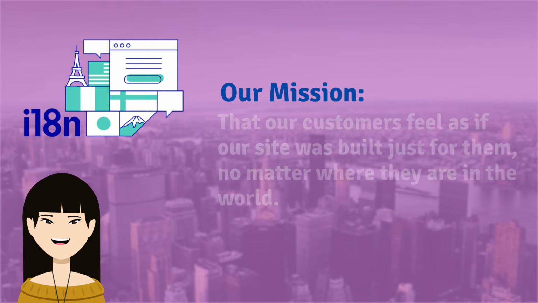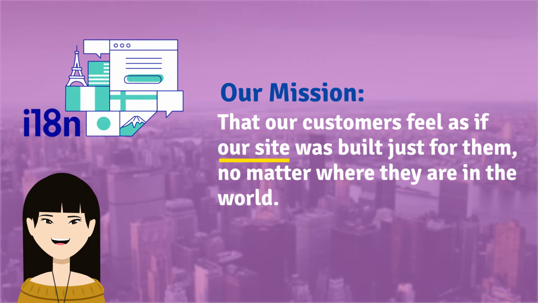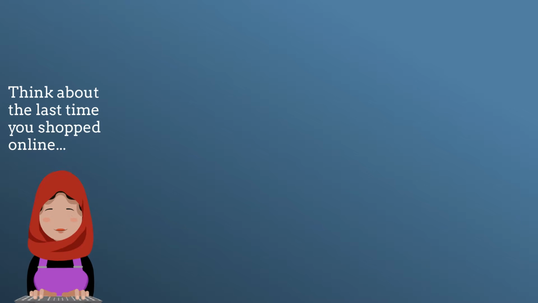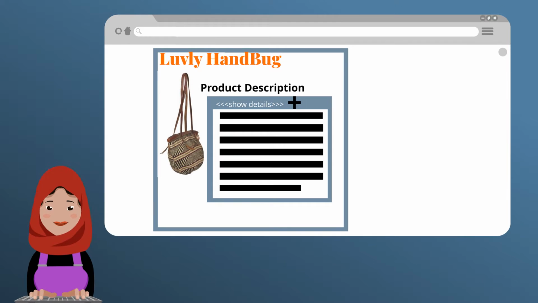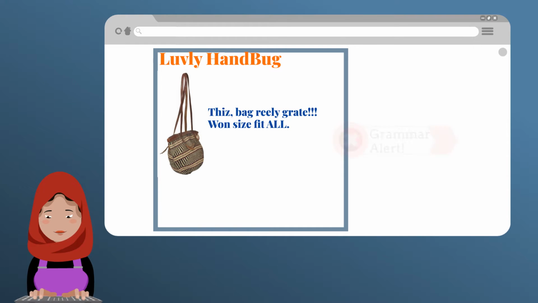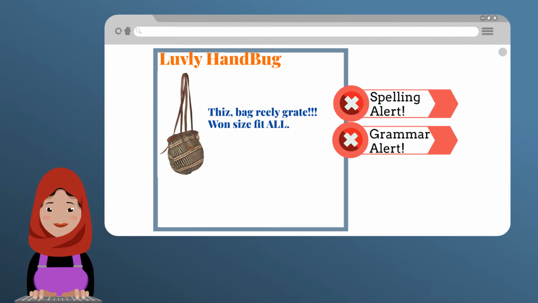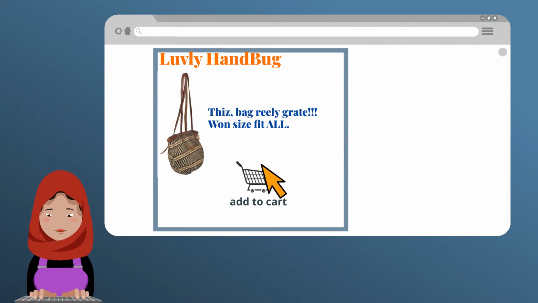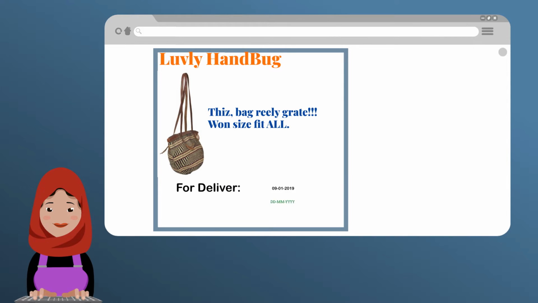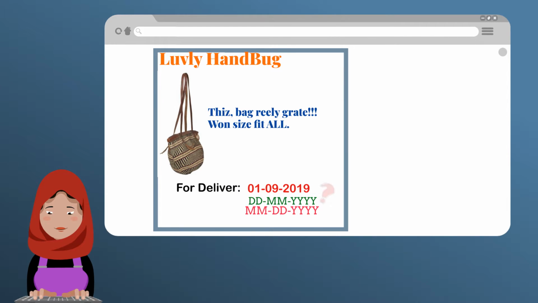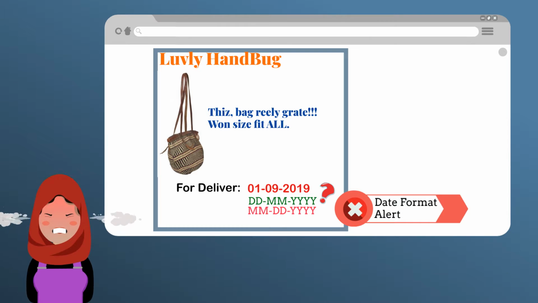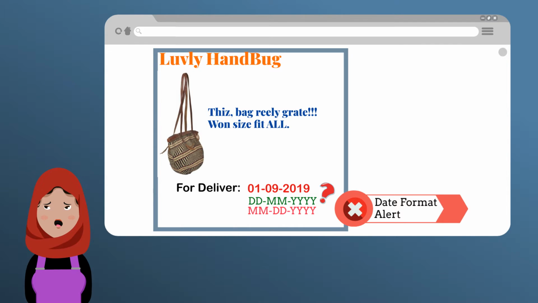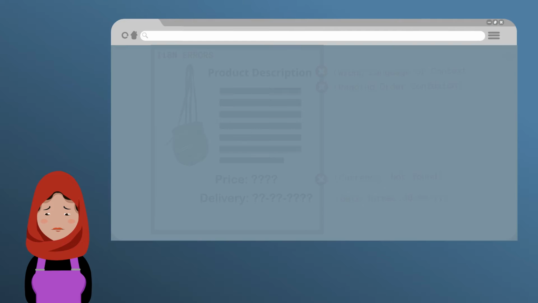Simply put, our customers should feel as if our site was built just for them, no matter where they are in the world. This is the mission statement for the internationalization team. Think about the last time you shopped and purchased online. Imagine that experience with bad punctuation and grammar throughout the product description. Just as you're about to press go, you notice that the delivery date has the day and the month switched around. Would you have still felt comfortable making that purchase? Or would you have perhaps decided to go and have a look somewhere else?